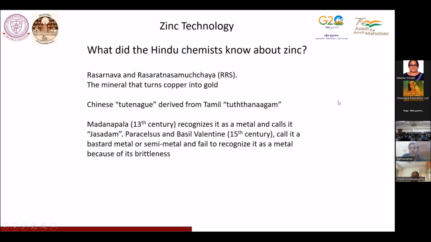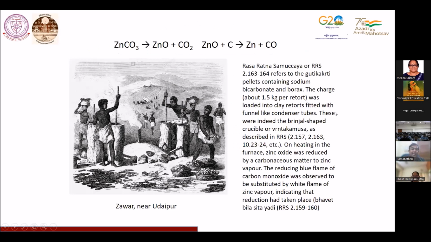Now, Tuttanagam is also referred to for copper sulfate, Mayil Tuttam. And the same Mayil Tuttam in Malayalam is also referred to for copper sulfate. So, how did they make zinc? Making zinc is quite an interesting process because of the vaporizing nature of the zinc liquid metal.